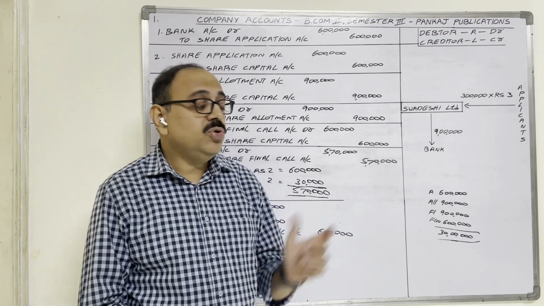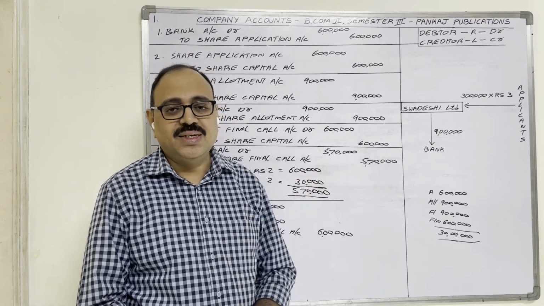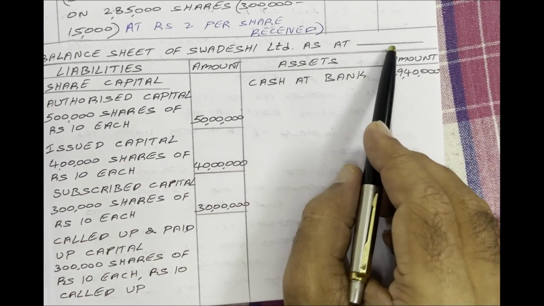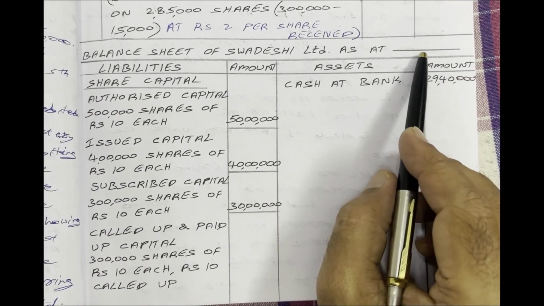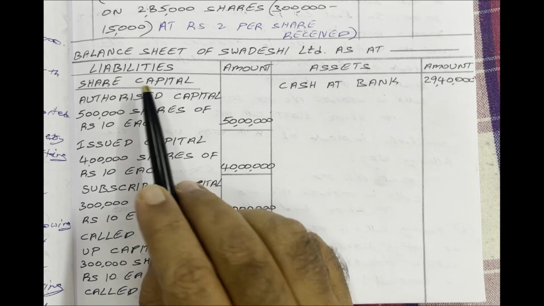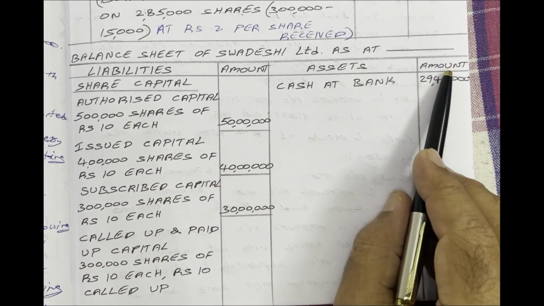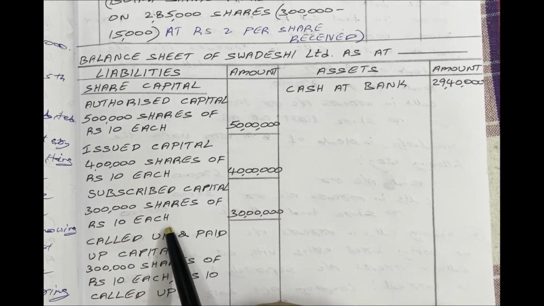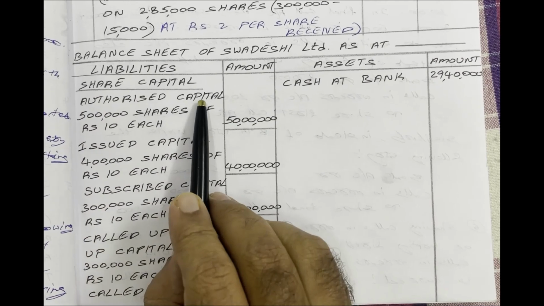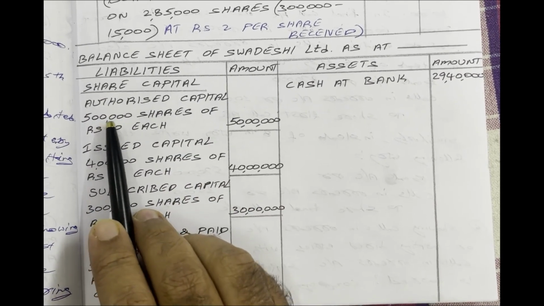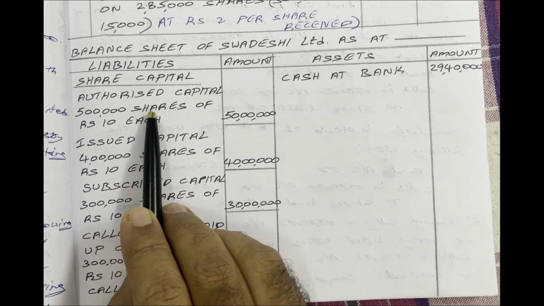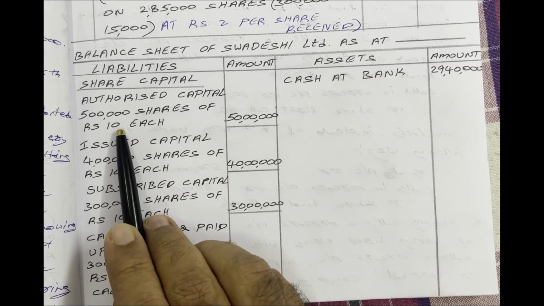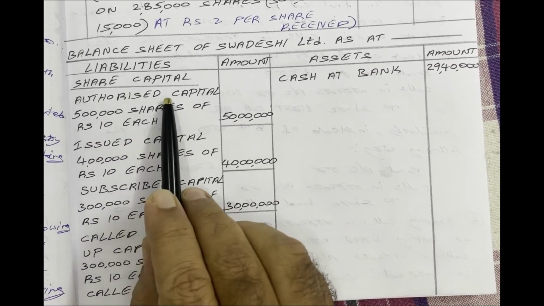Now let us see how to show this information in the company's balance sheet. This is the balance sheet. Balance sheet of Swadeshi Limited as at dash. Here actually we have to write the date. In the question the date is not given, therefore dash. Liability side amount, asset side amount. On the liability side under share capital, we should show different categories of capital. First one, authorized capital. The company is authorized to issue 5 lakh shares. One share face value is 10 rupees. Therefore 5 lakh shares into 10 rupees each, 50 lakh is authorized capital.